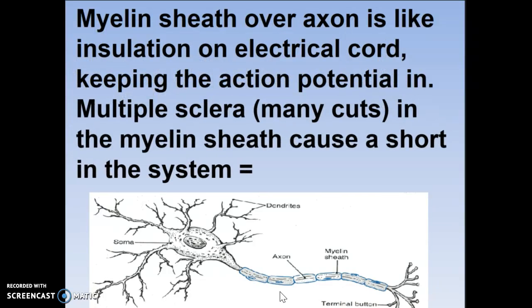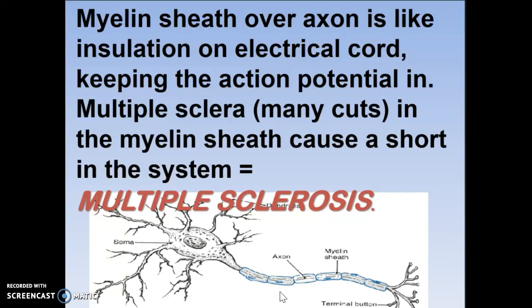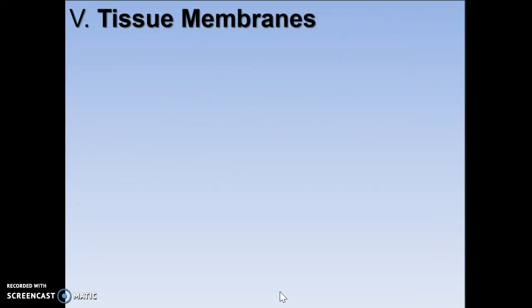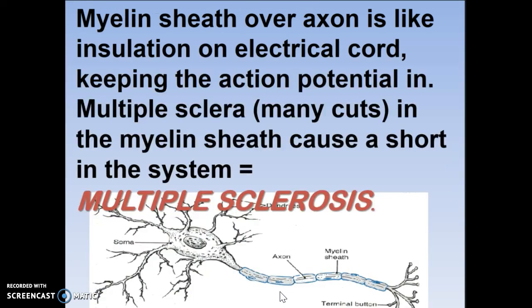Multiple sclerosis, or many scars in the myelin sheath, causes a short in the system, so your brain sends a message to walk. The message doesn't quite reach the leg muscles, and you stumble. That's called multiple sclerosis. With that, we end the 4 types of tissue. This will end part 2 of tissues, talking about the main tissues. Next, we'll talk about the membranes around them, cancers, and stuff like that.